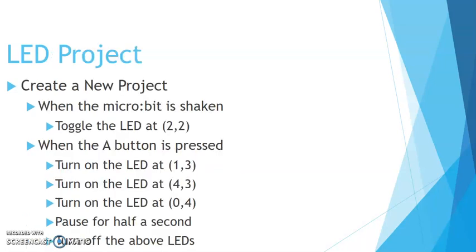So in the project, we're going to create a new project, and when the microbit is shaken, we're going to toggle the LED at 2, 2. So remember, that is X value 2, Y value 2, and that's right in the middle of the screen. So if it's on, it'll turn it off. If it's off, it'll turn it on.